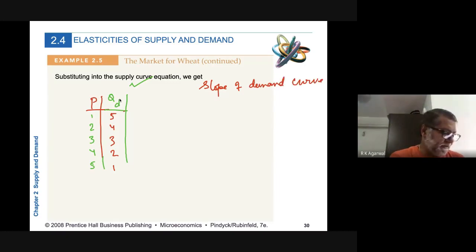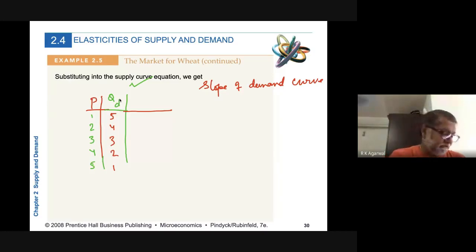So step number 1, first understand what is this data all about. When price is 1 per unit, what is the total demand? 5 units. Price goes up from 1 to 2, demand falls from 5 to 4. Price further goes up from 2 to 3, demand falls from 4 to 3, and so on.